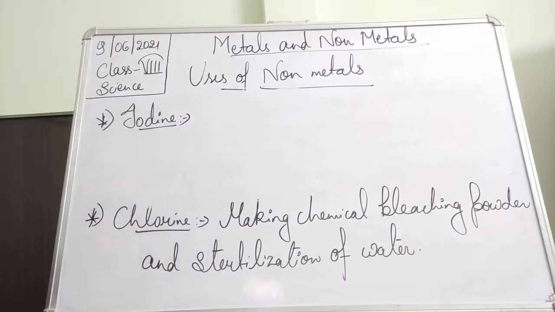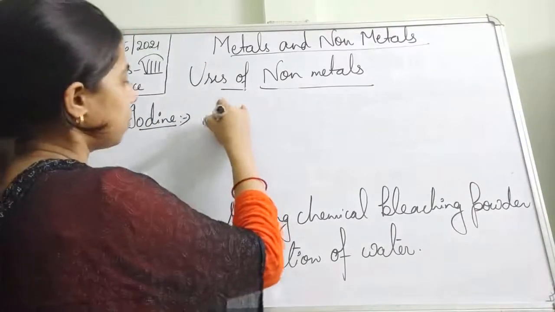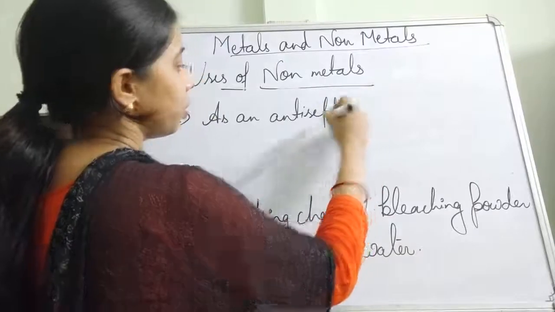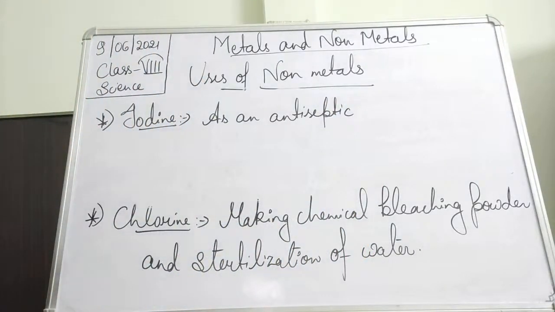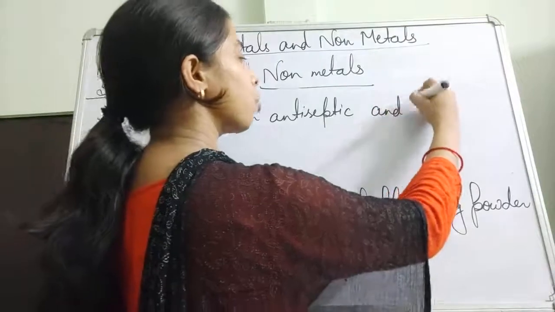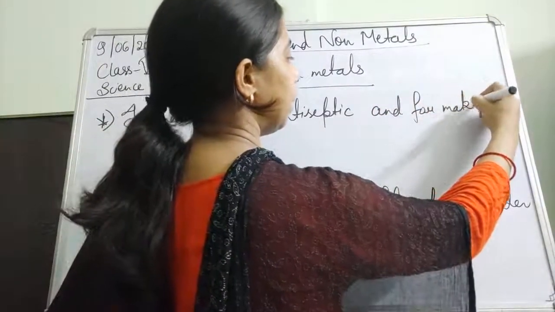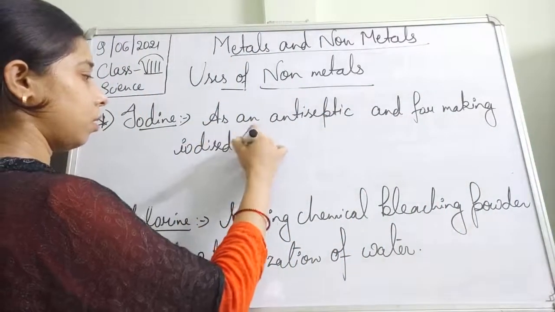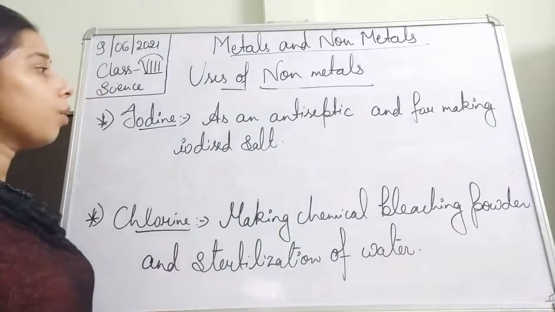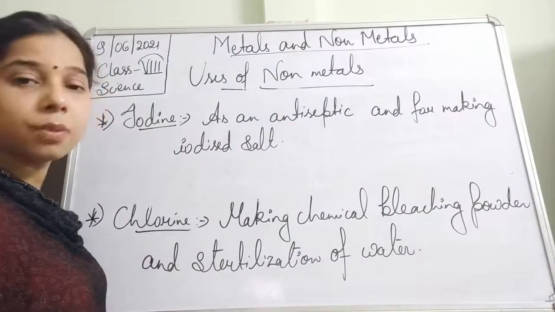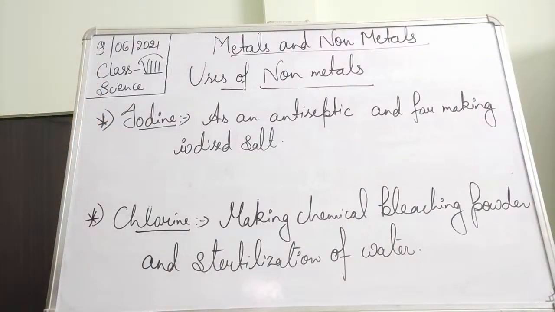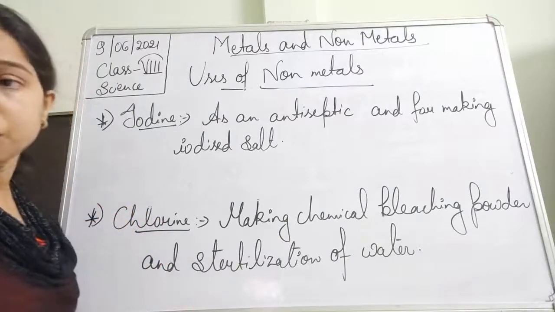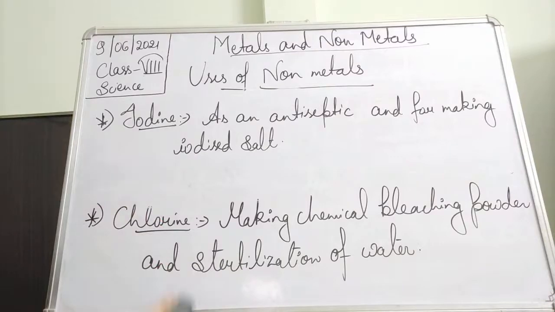So use of iodine is, it is used as an antiseptic, and for making iodized salt. Okay, so it is used as an antiseptic as well as it is also used for making iodized salt. So this is the use of iodine, students. If we talk about the next one, that is sulfur.